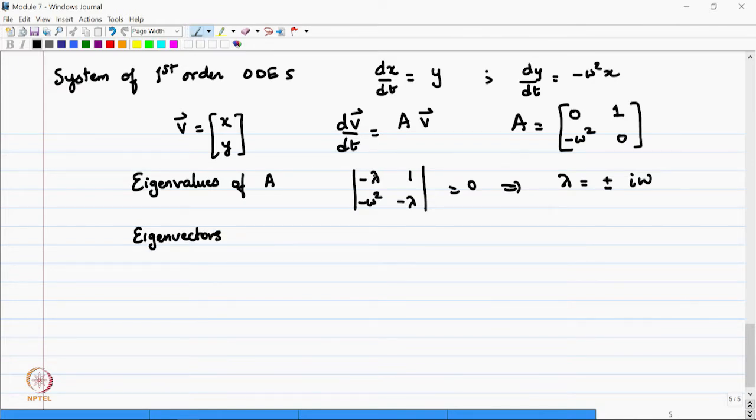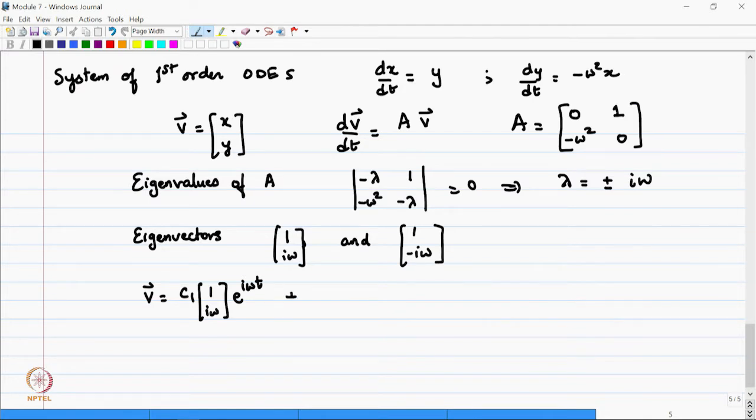in this case you can easily see that the eigenvector should have this property. So it will be (1, i omega) and (1, minus i omega). If the first constant is arbitrarily chosen as 1, you will get the second one as i omega and minus i omega based on the value of lambda. So I can write the solution V equal to C1 (1, i omega) e to the i omega t plus C2 (1, minus i omega) e to the minus i omega t.